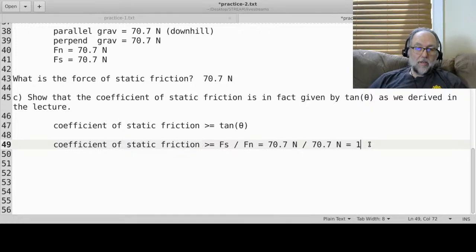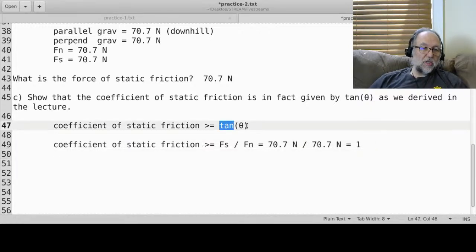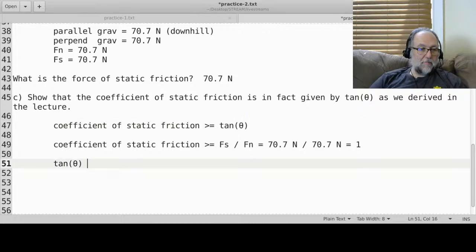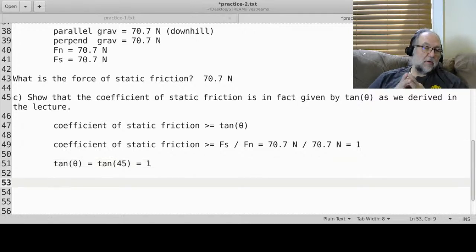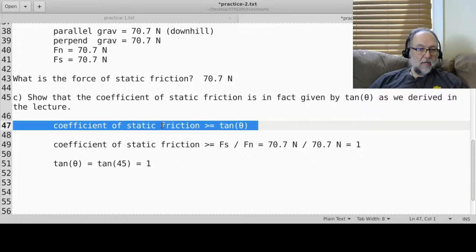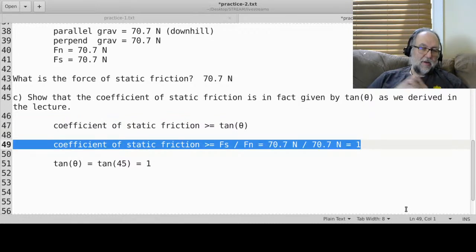Well, can you get that 1 from this equation here, tangent of theta? If you put in 45 degrees and do this on your calculator, yes, it works out to 1. So we didn't really reprove it, but we at least demonstrated that it works in this particular problem.